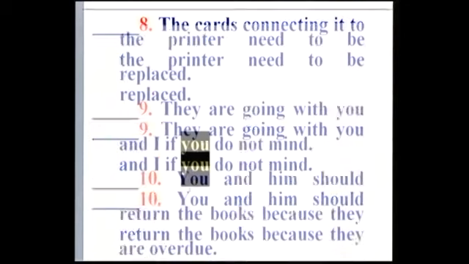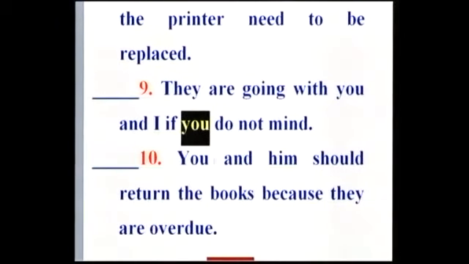Number 10. You and him. طبعا you is a subject. يبقى him دي لازم تبقى ايه من قبل ما نقرا بقية الجملة. You and he should return the books because they are overdue. They is a subject. They are overdue. Overdue يعني عدوا الوقت اللي المفروض يرجعوا فيه.